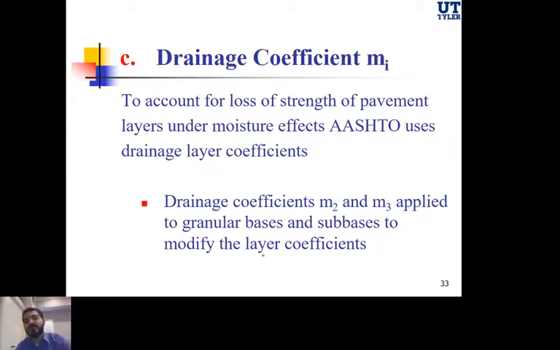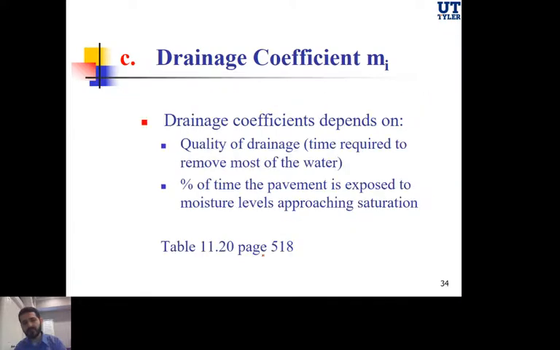And AASHTO uses drainage coefficients to reduce the strength of certain layers if the drainage is not that good. So drainage coefficients M2 and M3, we do not have an M1 for the top layer. The hot mix asphalt layer is considered a strong layer. There is no drainage coefficient for it, but there is one for the base and the subbase layer. How can we get these two?